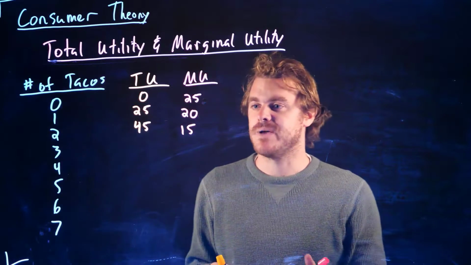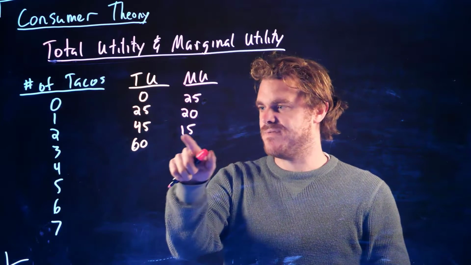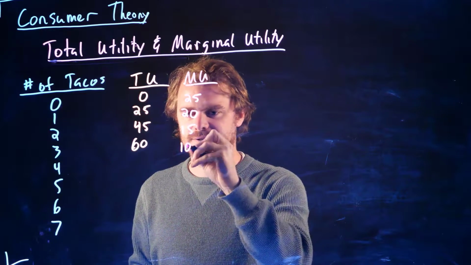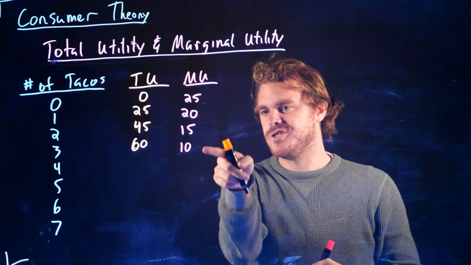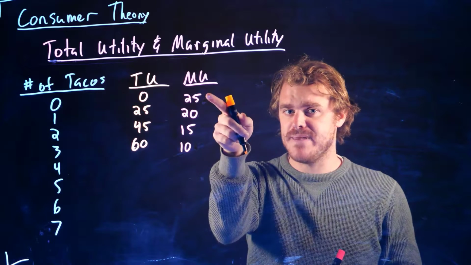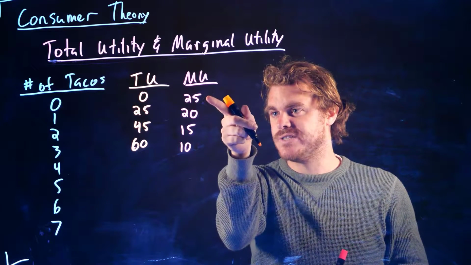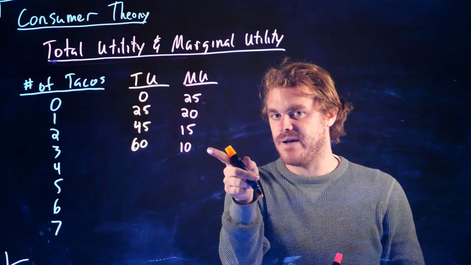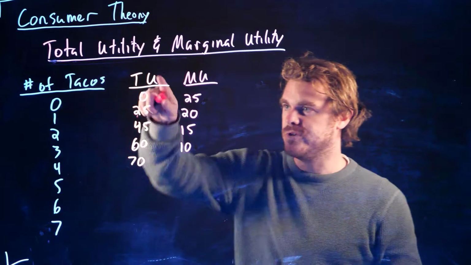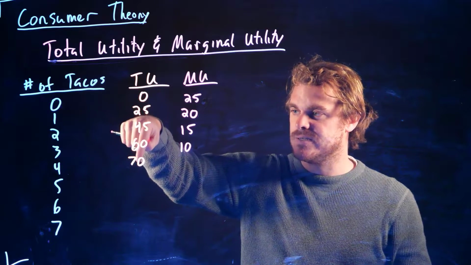And then we get 60, since 45 plus 15 is 60. And then let's say marginal utility falls to 10. Again, look how this has diminishing marginal utility. It's positive, but the marginal utility is going down the more tacos we have. And notice what that means for the total utility: it's going up, but it's going up at a decreasing rate.